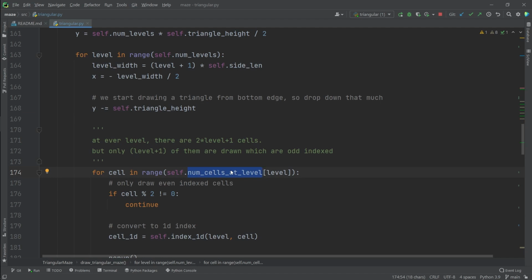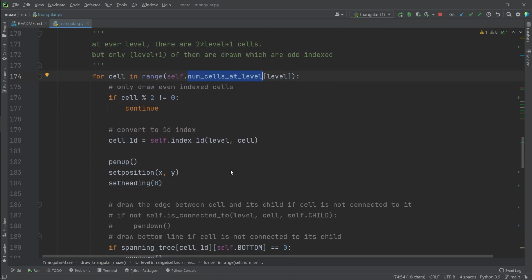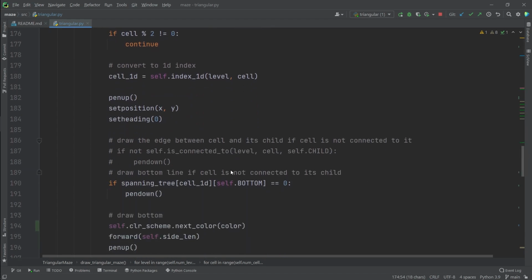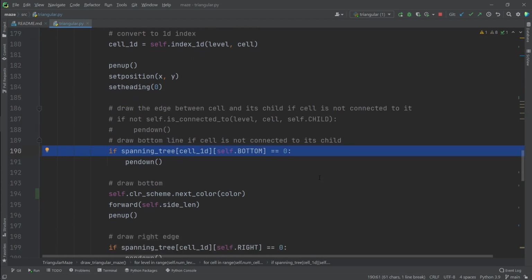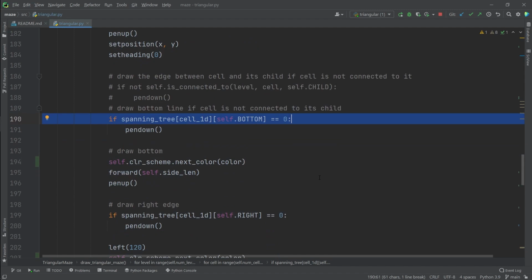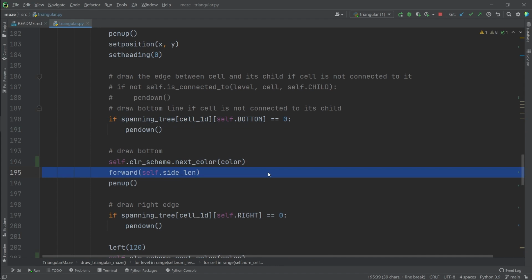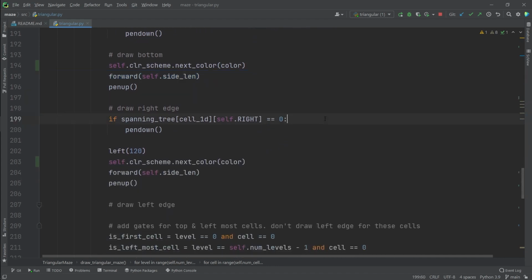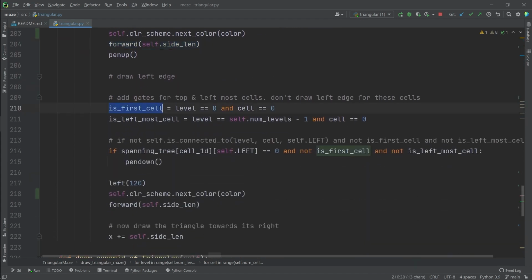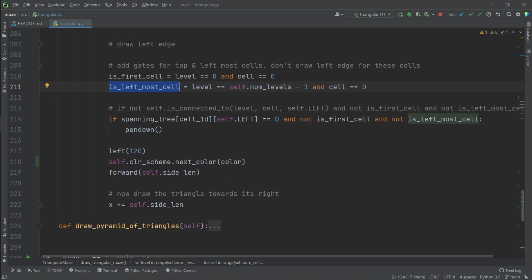Then we check in our spanning tree if the current cell or triangle is not connected to its child triangle, that is the inverted triangle just below it in the next level. If they are not connected, we draw the bottom line for the current triangle by calling pen down method and then moving forward. We check the same while drawing the right side of the triangle. While drawing the left side, we also check whether this is the first triangle of the first level or the last level, because we want to skip the left sides of these specific triangles to serve as entrance and exit to our maze. Let's start drawing.